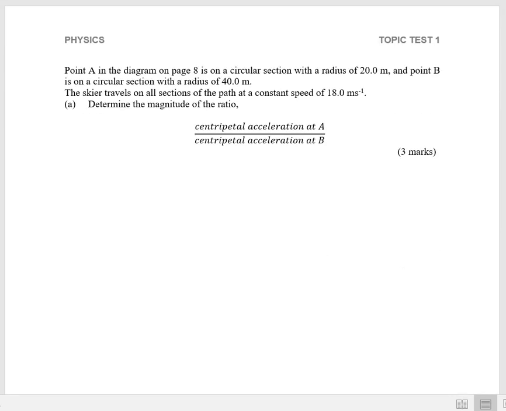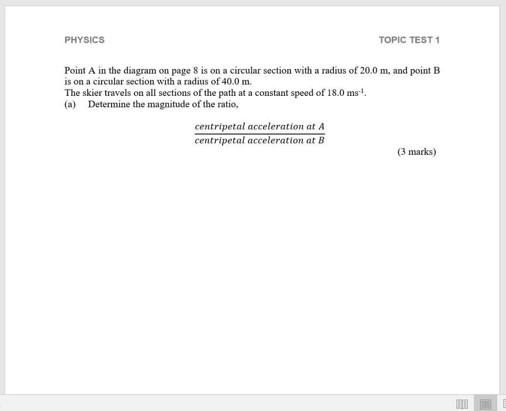So move on to what they ask. Point A in the diagram on page 8 has radius 20 meters. Point B, a circular section with radius 40. So A here has radius 20, B radius 40. The skier travels at all sections at constant speed. Both sections are constant speed. Determine the magnitude of the ratio of centripetal acceleration at A over centripetal acceleration at B.